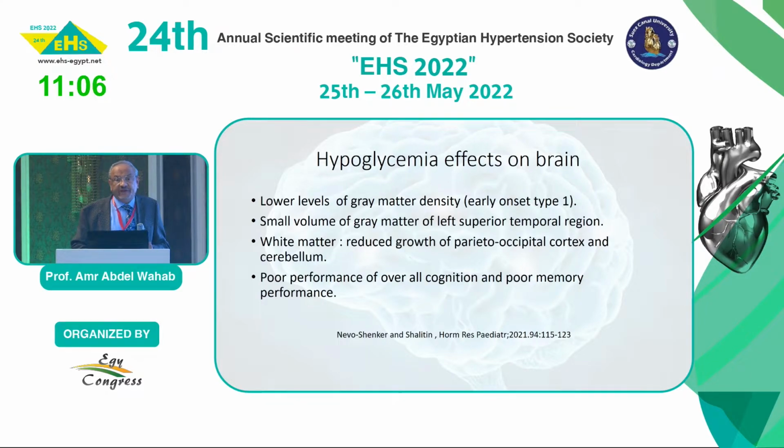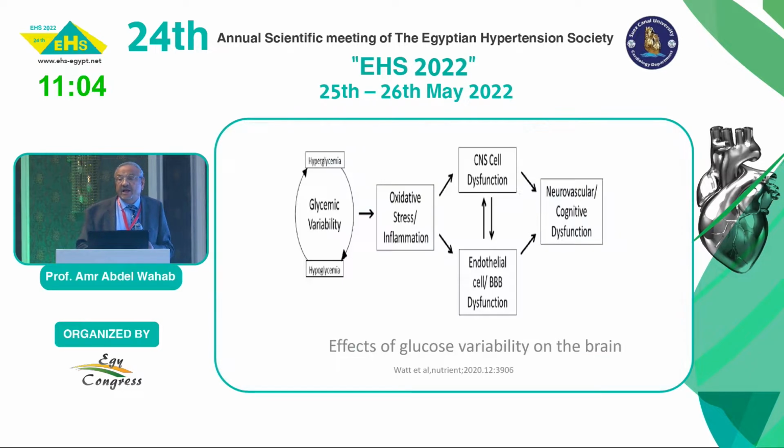Still, there is another factor, the blood glucose variability. Blood glucose variability induces oxidative stress and inflammation, leading to central nervous system cell dysfunction with endothelial cell dysfunction and blood-brain barrier dysfunction, and finally neurocognitive dysfunction.